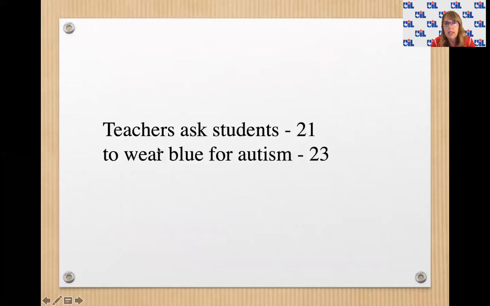So this is what we did. Teachers ask students to wear blue for autism. It's really simple. It's really short because it is a short headline, but that's a good headline for that story. That's what's going on. It talks about autism. It's got the wearing blue. It's got the teachers and the students in it. It's got a lot in there and just a little bit of a count.